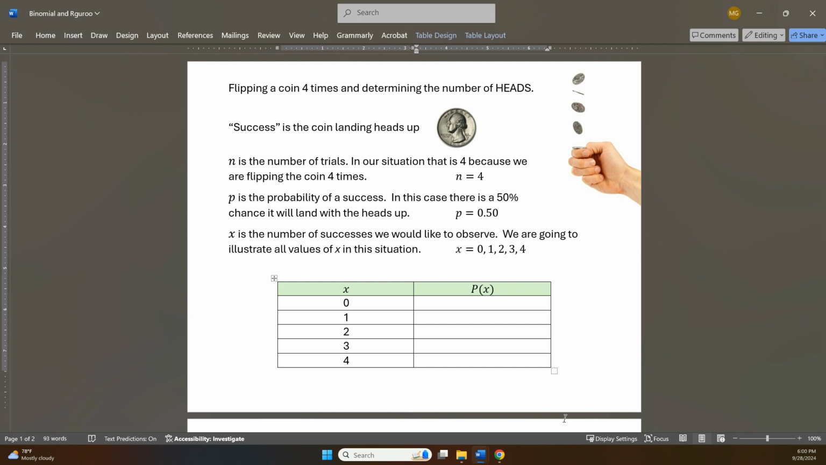And in this case, we're going to illustrate all values of X in the situation: 0, 1, 2, 3, and 4, which corresponds to 0 heads up, 1 heads up, 2 of the flips have heads up, 3 of the 4 flips have heads up, and then 4 of the 4 flips have heads up. That was a little difficult to say, but I think you know what I mean. Okay, let's get to Rguroo and see if he can help us fill out this table here so we can have our binomial probability model.